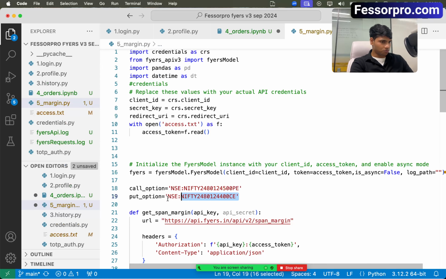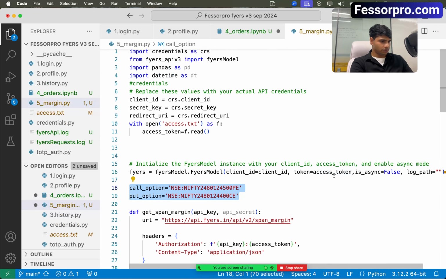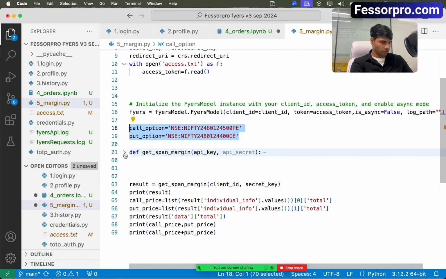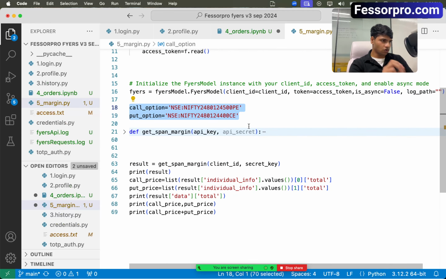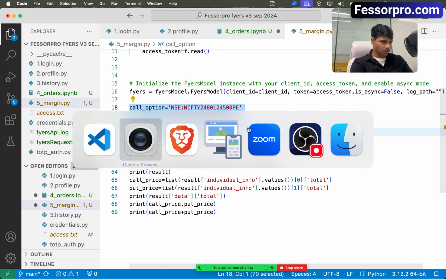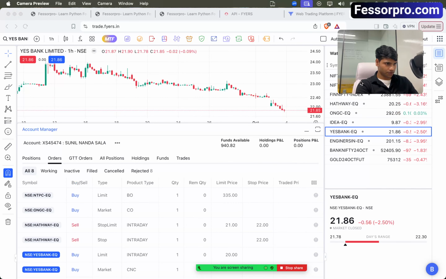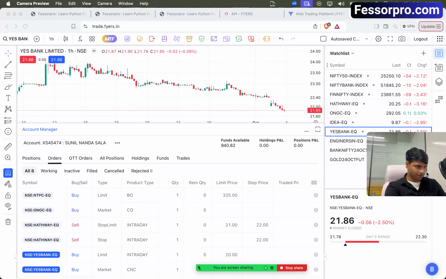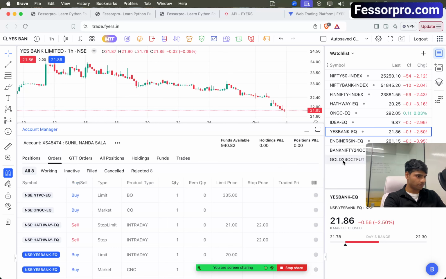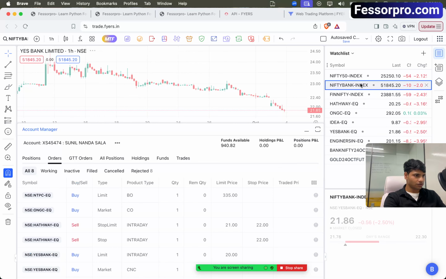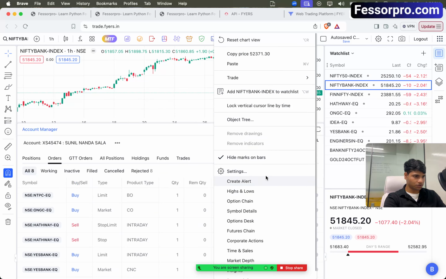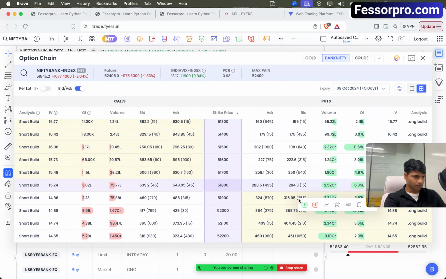Now you'll specify the option. I'm going to show you for options because this is mostly used in the case of options. So let's get the options. To get the options, I need to go to their terminal. Let's try for some Bank Nifty option, and if it doesn't work, I'll try for some other option. I'll click on Bank Nifty, do a right click, and click on option chain.